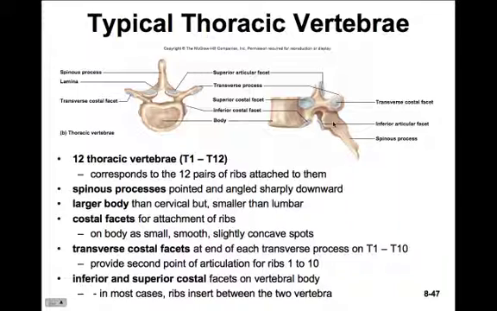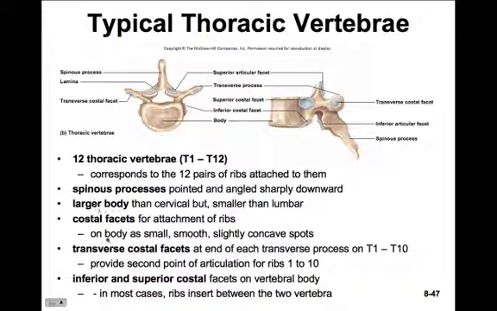In general, the thoracic vertebrae have the longest spinous processes, and that's the way we can really set them apart from all the others, as well as the fact that the spinous process is angled much more sharply downwards than the others. They have a much larger body than the cervical vertebrae, but smaller still than the lumbar.